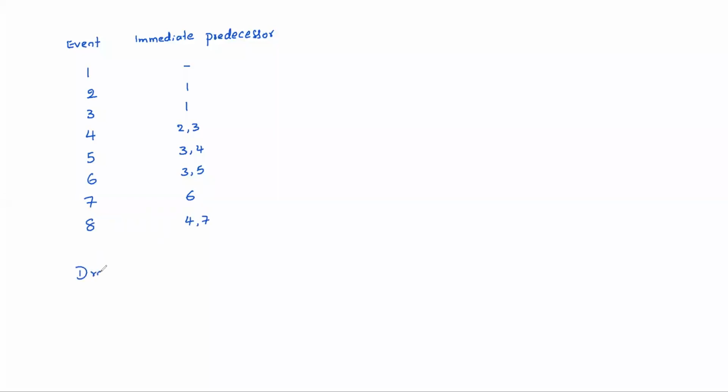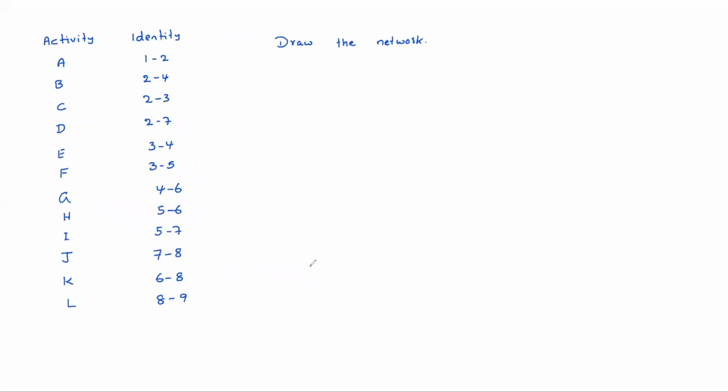Event, immediate predecessor. Event 1, nothing. Event 2, event 1. Event 3, event 1. Event 4, events 2, 3. Event 5, events 3, 4. Event 6, events 3, 5. Event 7, event 6. Event 8, events 4, 7. Draw the network. Sir, previous page. Yeah. Okay, sir.